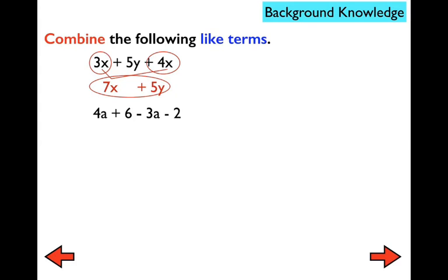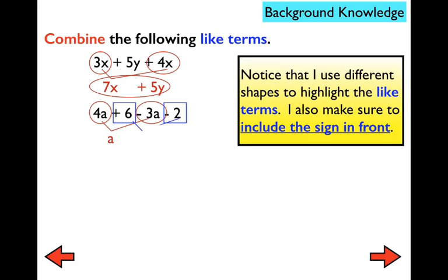Next problem is another one that we talked about earlier. We can combine our 4a and our negative 3a. Remember, if you don't understand that that is a negative 3a, add the opposite and you will see that it is a negative 3a. Same thing with the subtracting 2. That's really a negative 2. If we add the opposite there, we will see that.